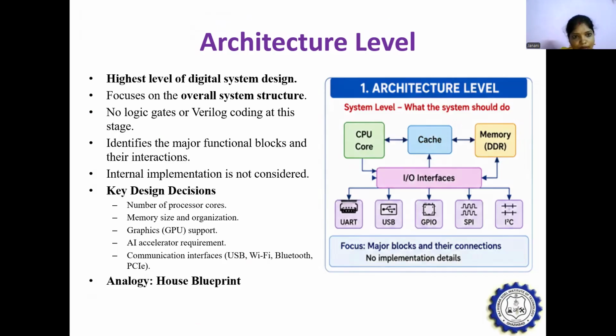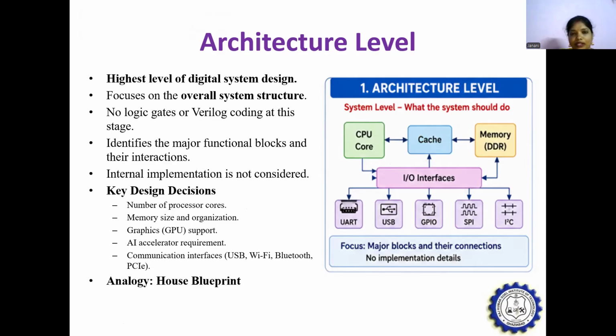Here we never discuss the internal implementation, not logic gates and Verilog coding at this stage. Here we just identify the major functional blocks in your system and how these functional blocks are going to communicate with each other. The key design decisions are the number of processor cores required, what memory size is supported by the processor, whether a GPU is supported, the oscillator requirement, and how the blocks are going to communicate with each other.